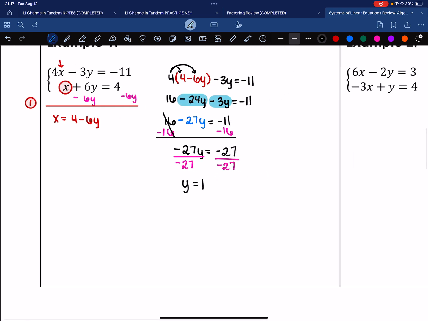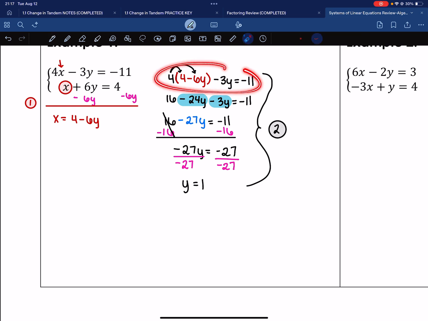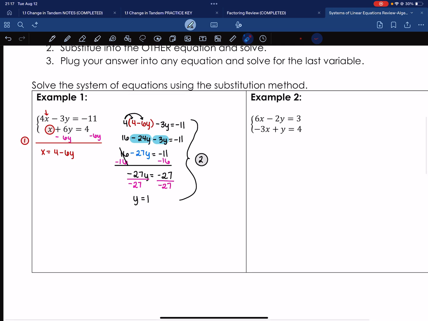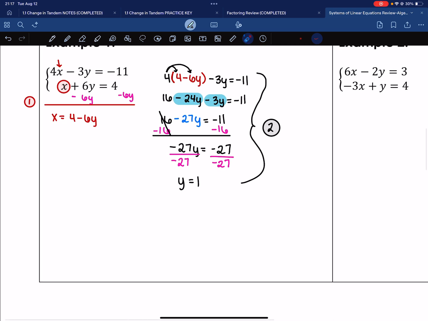So all of this that we just did is step number 2. Step number 2 had 2 parts, the substitution, and then everything else was the solving. Now, step number 3 says plug your answer in to any equation and solve for the last variable. So we know what y is, we need to know what x is. You can plug it into this equation, but that's going to be a lot of work. You could plug it into this equation, but that's going to be a little bit more work. Or you can plug it into the equation where we already solved for the variable we don't know. And that's what I'm going to choose.